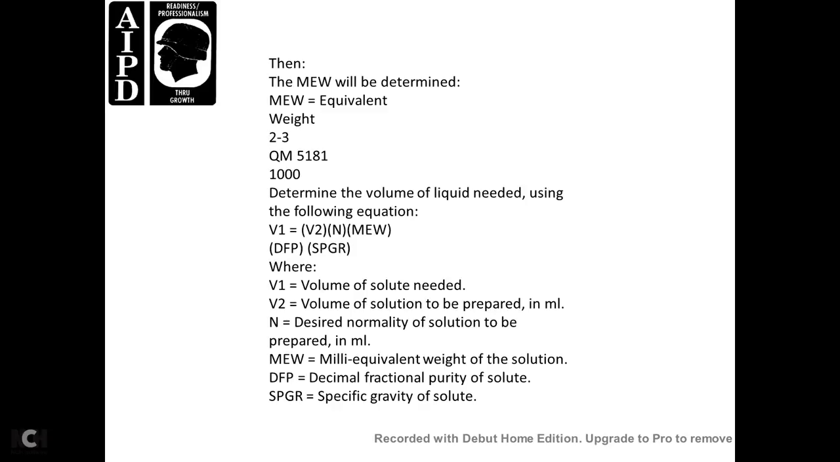Determine the volume of liquid needed using the following equation. V1 is equal to V2, the volume of solute needed, which is equal to the volume of solution to be prepared in milliliters, times the desired normality of the solution to be prepared, times the milliequivalent weight of the solute, divided by the decimal fraction purity of the solute times the specific gravity of the solute.